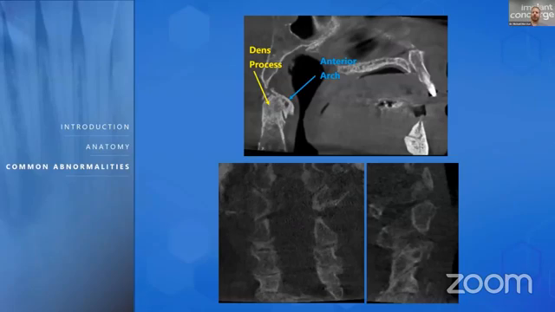Now, as you can see here, where's the joint space between the dens process and the anterior arch? It's non-existent. So this is a degenerative process at this point. The biggest issue when you have a patient like this is those osseous changes are just going to occur. Most often they're going to be self-limiting.